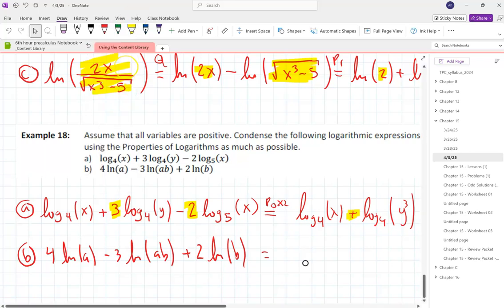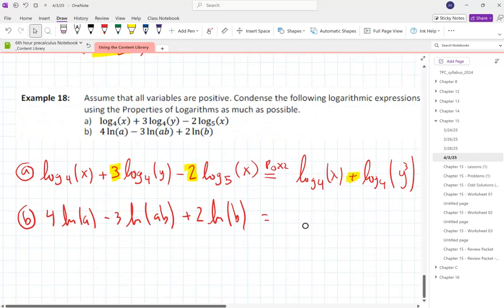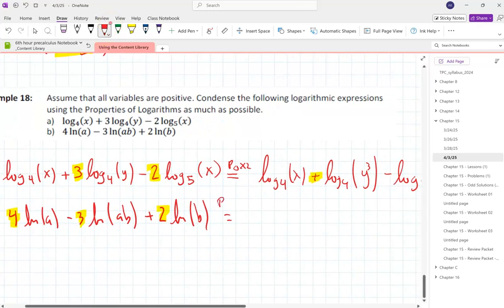So in this problem, I noticed that all the logs are the same, right? They're all natural logs, so I will be able to end this with a single log rather than two. This will all just turn into one thing. So I start the same way, looking for power properties. For the power property, I'm looking for coefficients. I see that I have 3 power properties going on.